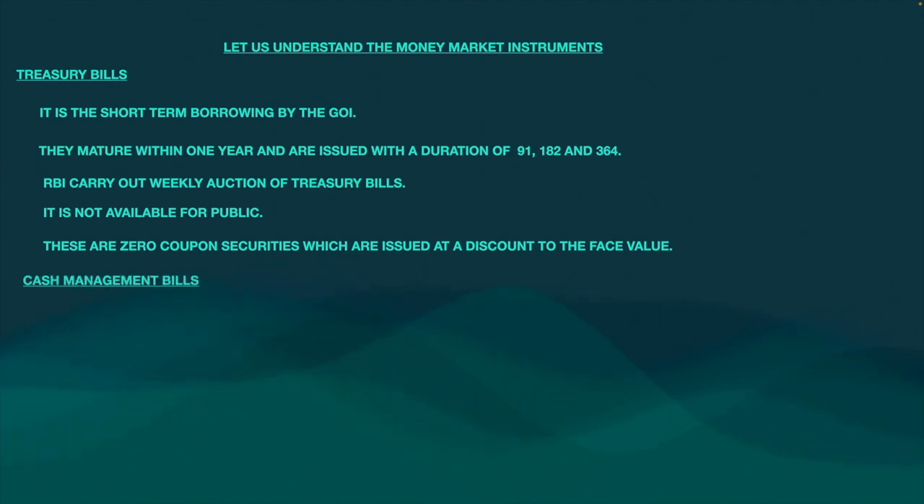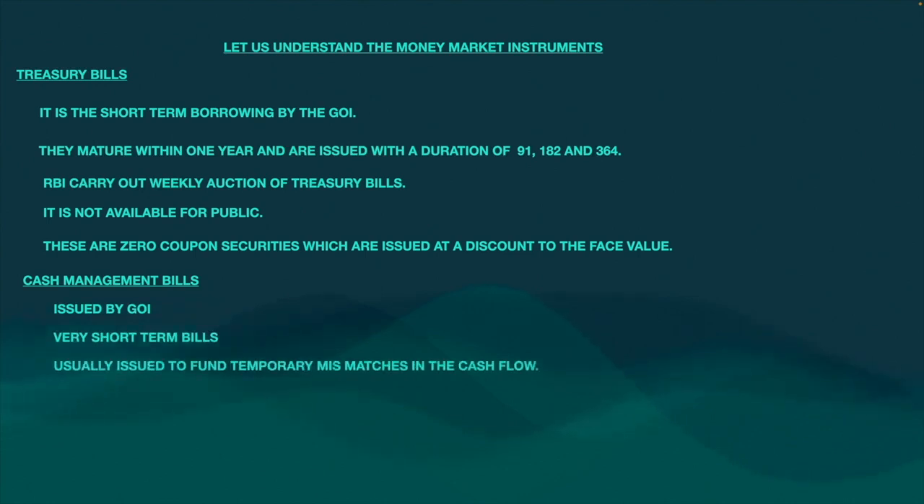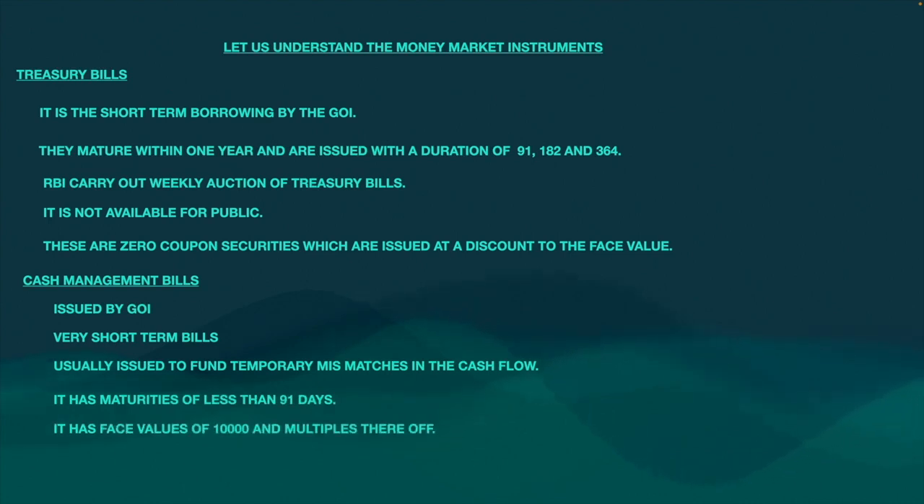Now let us come to cash management bills. Cash management bills are also issued by the Government of India, and they are very short-term bills. They are usually issued to fund temporary mismatches in the cash flow. They have a maturity of less than 91 days. They have a face value of 10,000 and multiples thereof.